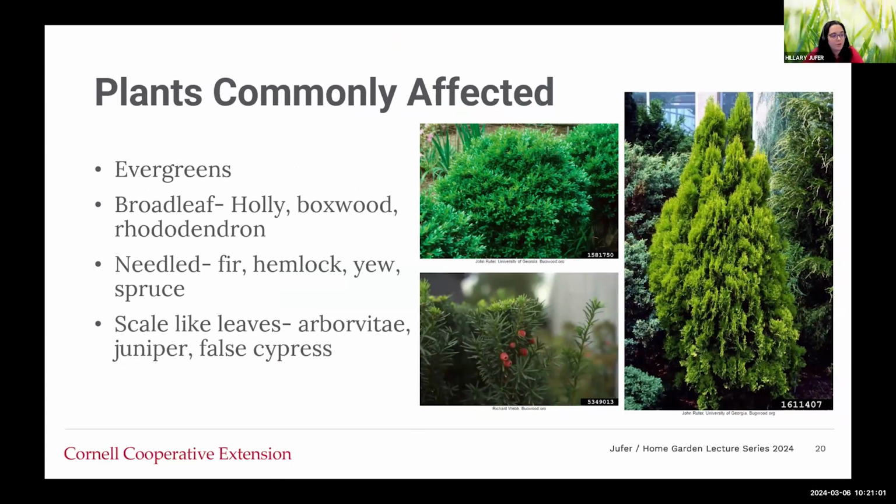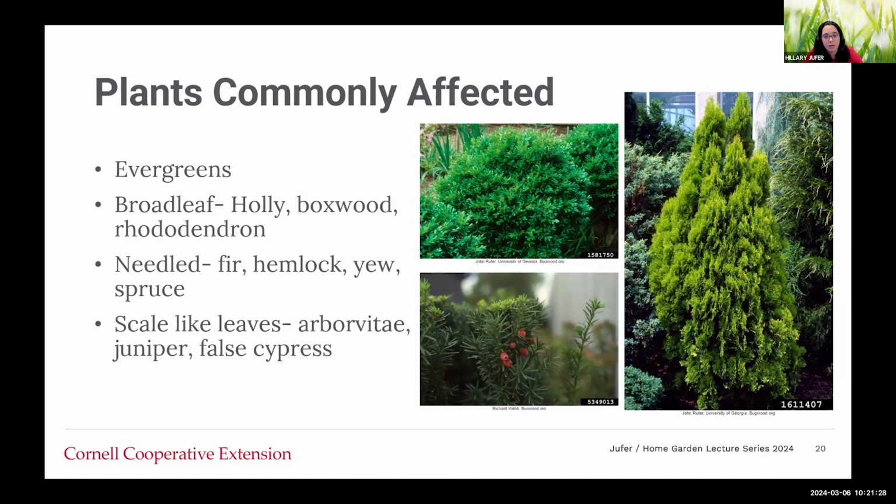Commonly affected evergreens: for broadleaf evergreens, you have holly, boxwood, and rhododendron, and up here is a picture of a boxwood. For needled evergreens, you have fir, hemlock, yew, and spruce. Here is a yew down here. And for scale-like leaves, you have arborvitae, juniper, and false cypress. And here is a picture of an arborvitae.